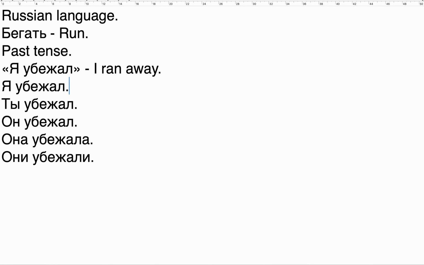Maybe it's very easy and simple, but you should know that the phrase "I ran away" in the past tense can be translated in two ways: not only "я убежал", but at the same time we can translate this English sentence as "я убегал". What's the difference between these two versions, "я убежал" and "я убегал"? I'll explain it to you.